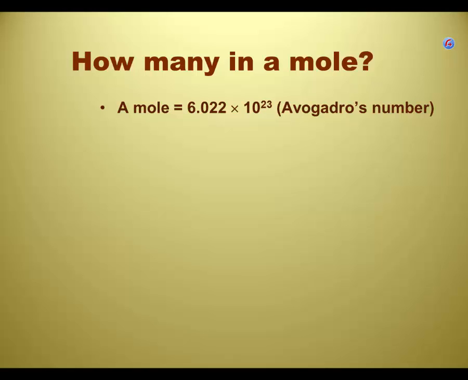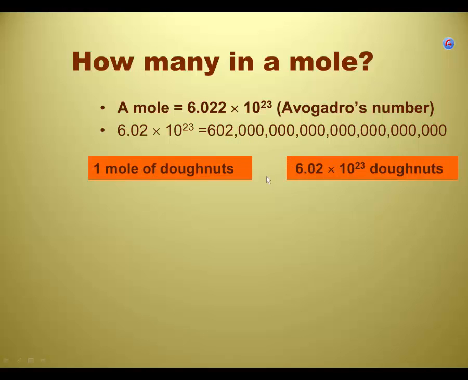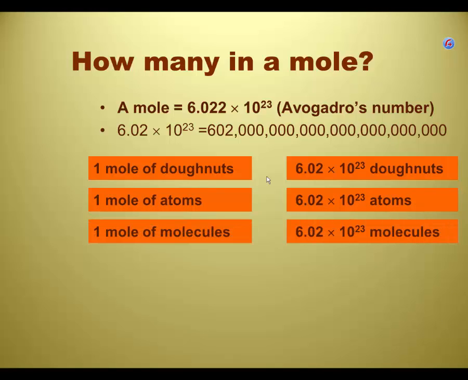1 mole is 6.022 times 10 to the 23rd. That works out well. Wowzer, that's a lot of zeros. But it's the same sort of thing. 1 mole of donuts is 6.02 times 10 to the 23rd donuts. 1 mole of atoms is 6.02 times 10 to the 23rd atoms. And 1 mole of molecules is 6.02 times 10 to the 23rd molecules.